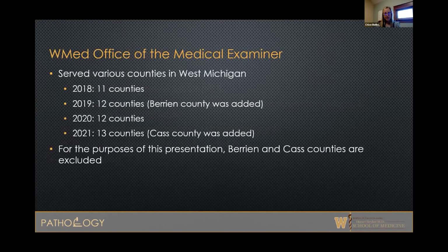So our office in 2018 served 11 counties, and in 2019, Berrien County was added for a total of 12. We stayed at 12 for 2020, and then in 2021, we added Cass County. But for the purposes of this presentation, Berrien and Cass County are going to be excluded. Obviously, Cass County is excluded because 2021 just started, and there's very little data so far. But I wanted to include 2018 in this presentation, so I excluded Berrien County so that the numbers wouldn't be skewed.